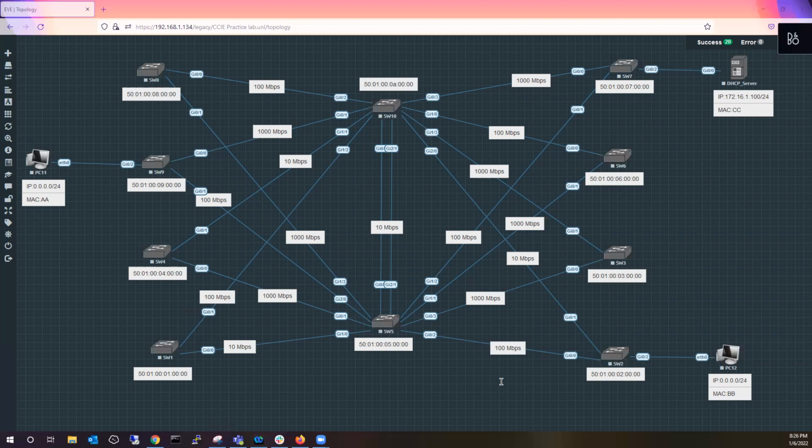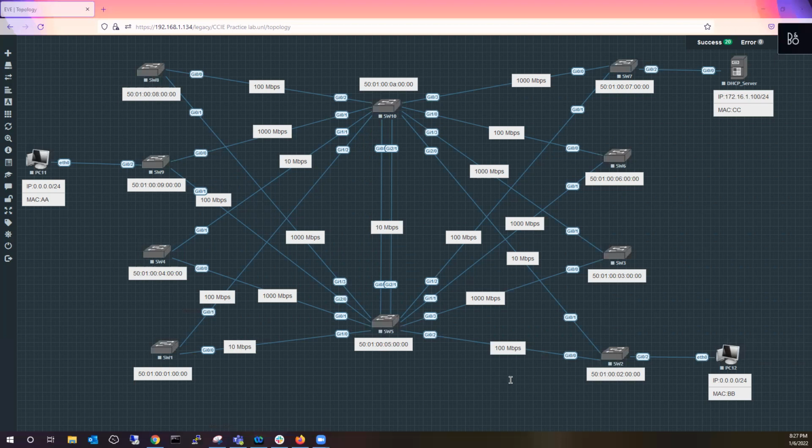Keep going, Twan. Because I remember from doing binary math and hex, hex starts after 9. So if 10, then 11 would be A. So if that's the case, then switch 1 is your root bridge.